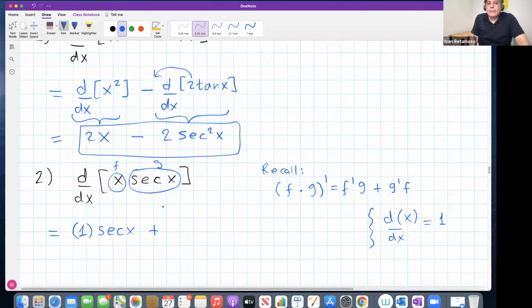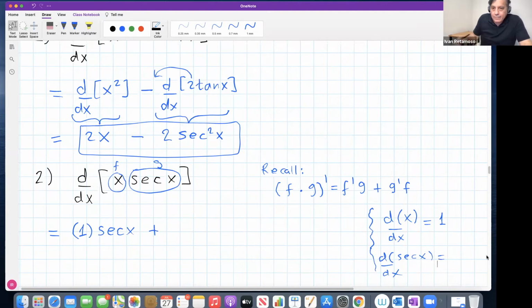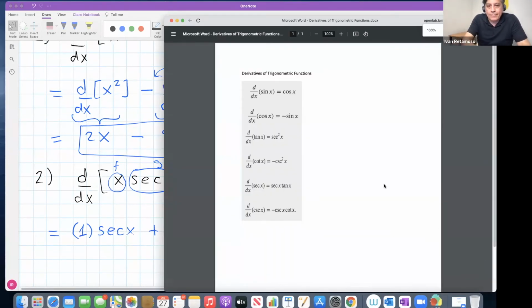What is the derivative of secant of x? Anyone could write on the chat. Derivative of secant of x with respect to x. Here, the table for you to identify. Yeah, excellent, Adriana. Secant times tangent, Oscar also, right? Very good, Sarah. Very good, guys, right? Yeah, it's here. Derivative of secant is secant times tangent, right?